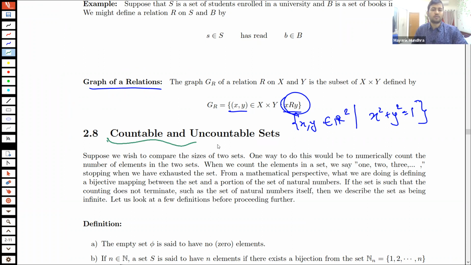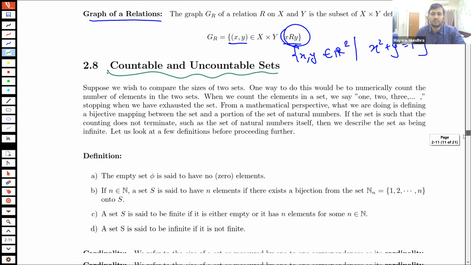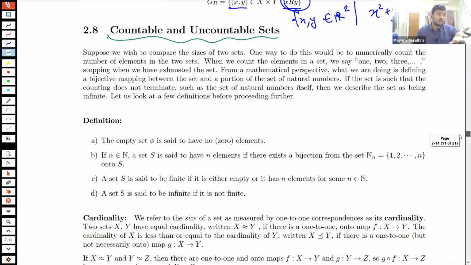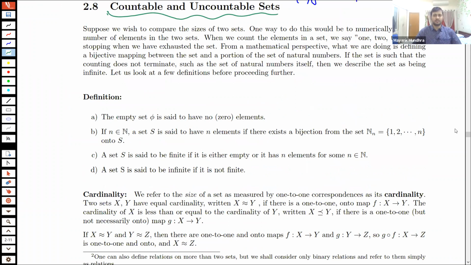We move to the next topic, that is countable and uncountable sets. Countable and uncountable sets is a topic which will be very new. Most of the other topics that we have studied till now, you might have read in your 12th standard. This is the new thing.